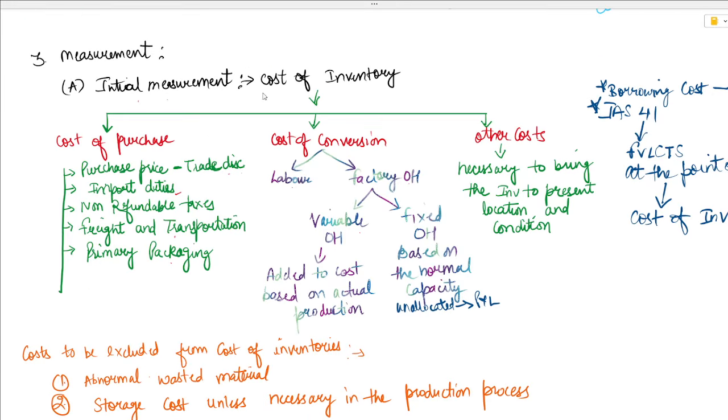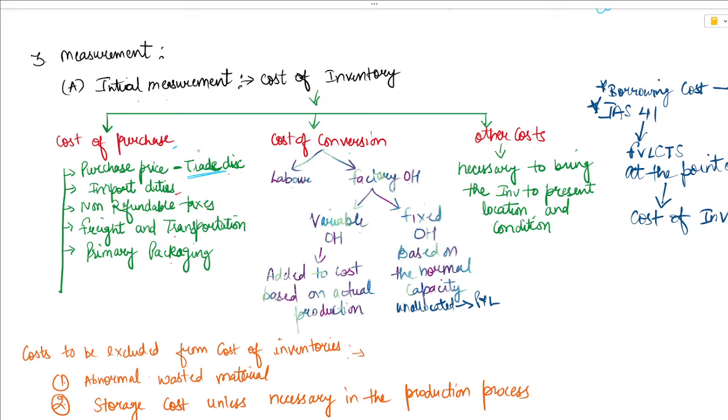Now we'll go to measurement. Initial measurement, cost of inventory. What will it include? It includes cost of purchase, cost of conversion, and other costs. Cost of purchase: suppose you are purchasing the raw material, or even if you are a trading company purchasing the full complete finished good, then it will include purchase price minus any trade discount. Only trade discount will get deducted, not cash discount. Trade discount is the discount which you get when you are buying in bulk.